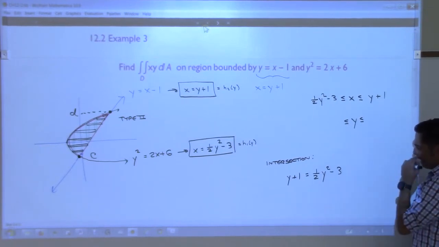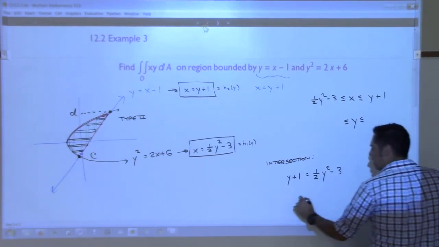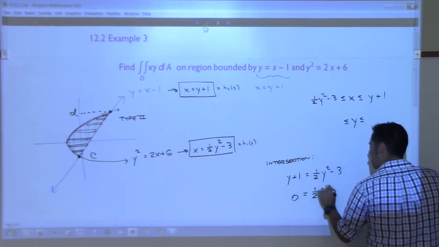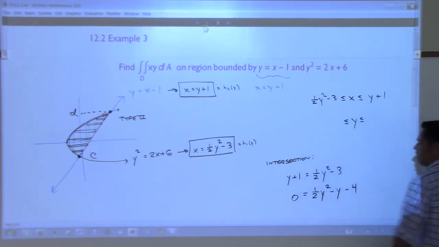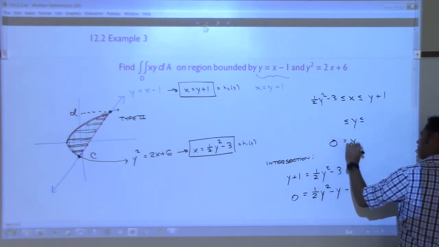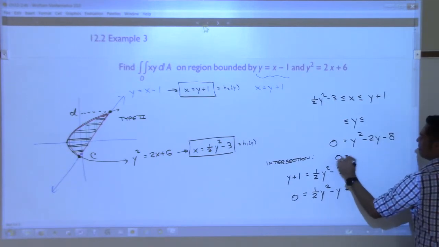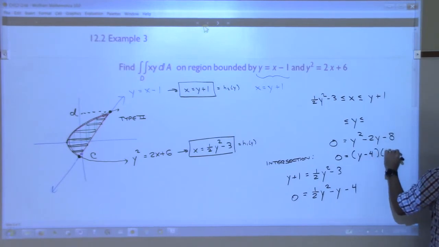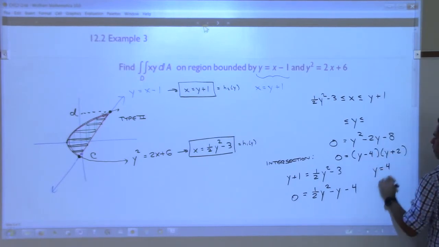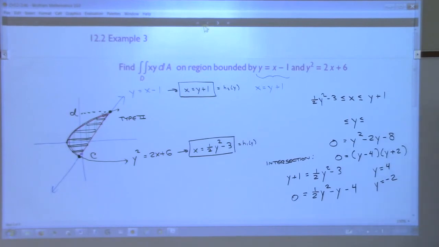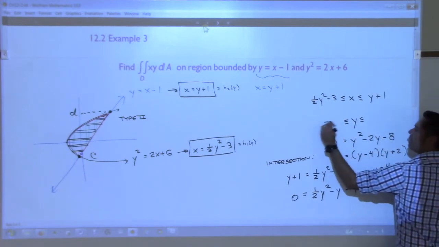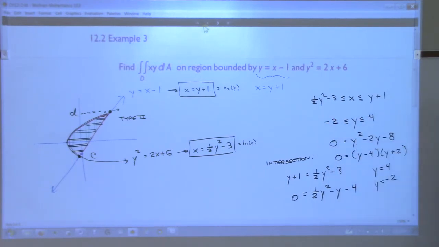This is a quadratic, isn't it? Let's just bring everything over to one side. I don't care for fractions. Just multiply everything by 2 just to get rid of the fractions. And then I'll factor. So we have two solutions, 4 and negative 2. So I know my y now is between negative 2 and 4. And that's it. I have everything I need to set up the integral.